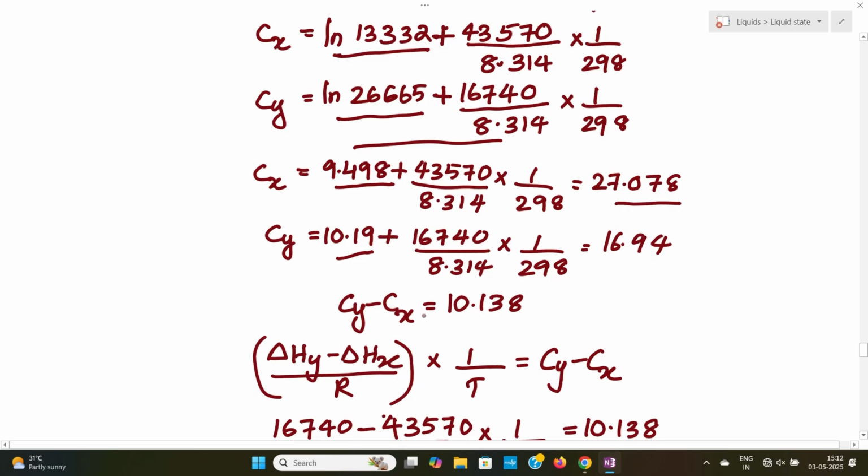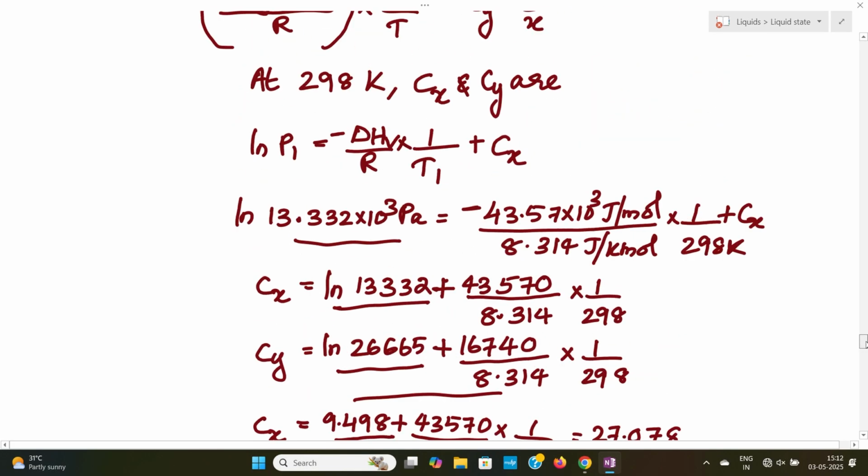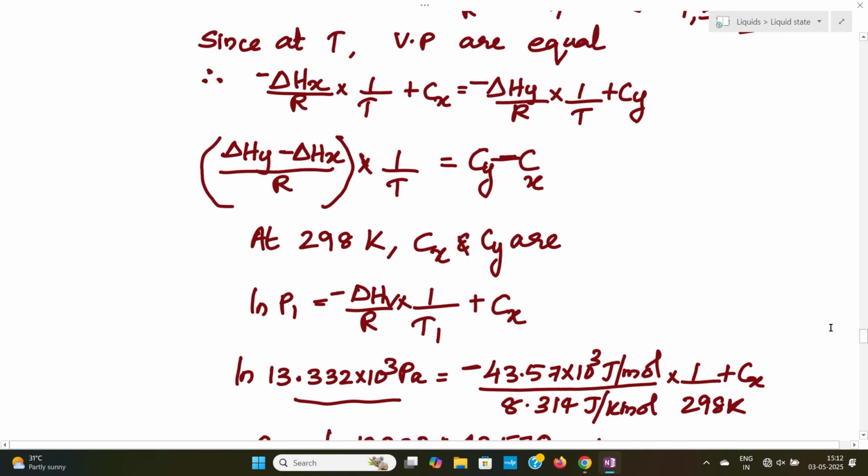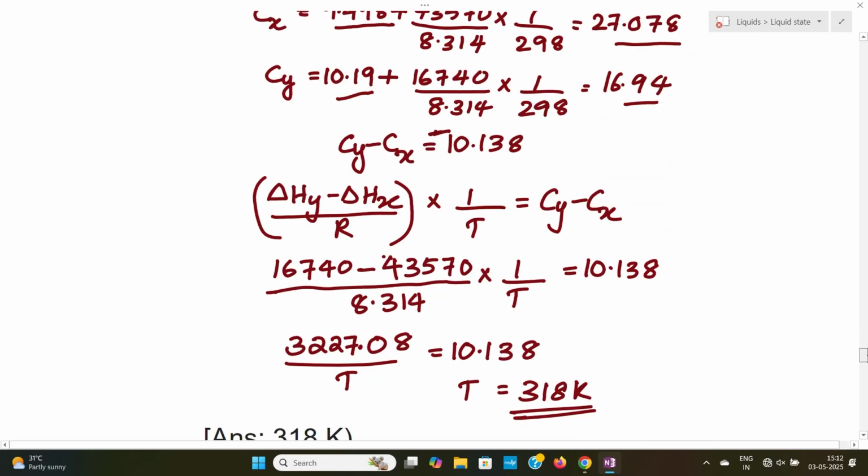Then Cy minus Cx. The Cy minus Cx is minus of 10.138. This value minus this value, that is minus 10.138. So here we have developed one equation, that is delta Hy minus delta Hx divided by R into 1 by T is equal to Cy minus Cx. So here we apply that equation.